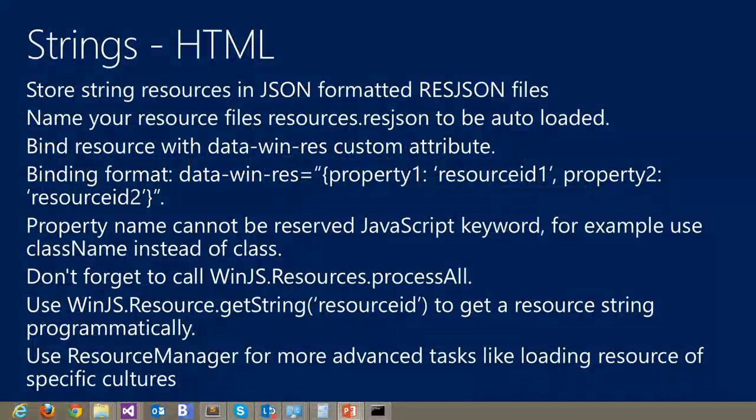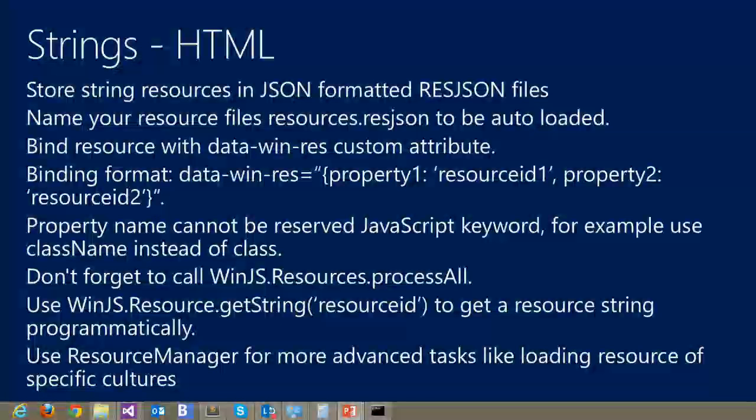So to handle strings in HTML, it's really simple. All you need to do is to add a folder for each language you need, and add a resources.res.json file. It's a JSON formatted file that will be automatically picked up by the runtime, and from there you will get your resources. So actually, the resources will not be packaged as res.json.